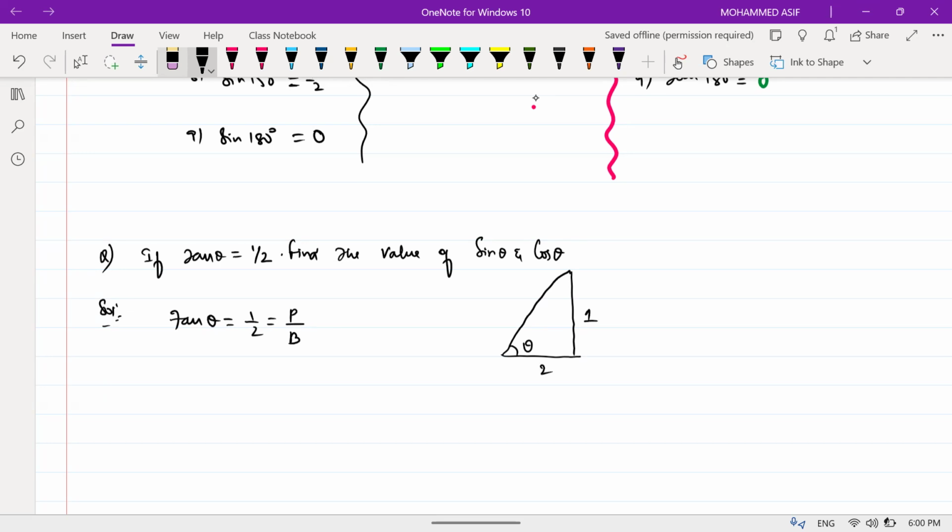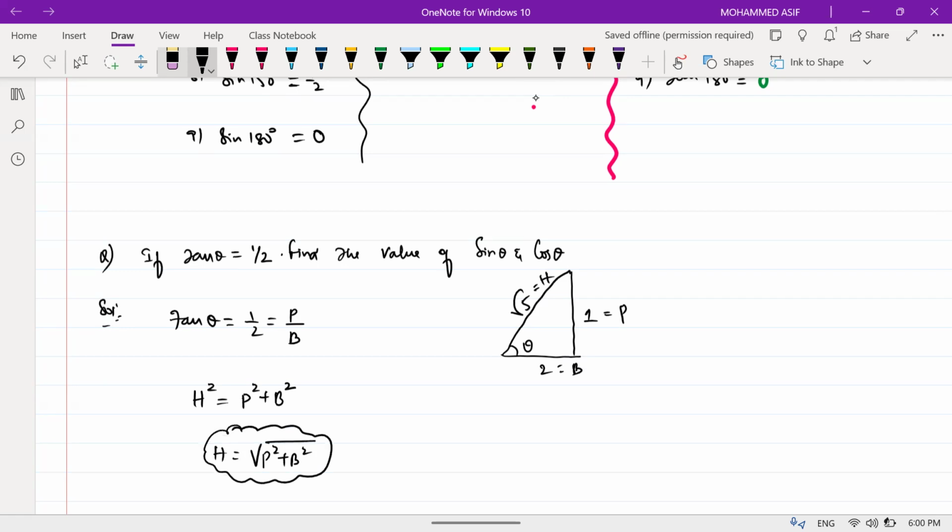So obviously by Pythagoras theorem, the hypotenuse will be under root of 2 square plus 1 square. That means it will be root 5. Hypotenuse, perpendicular, base, isn't it? So h square will be equal to how much for me? P square plus b square, beta. So h will always be under root of p square plus b square. You need to remember this one.